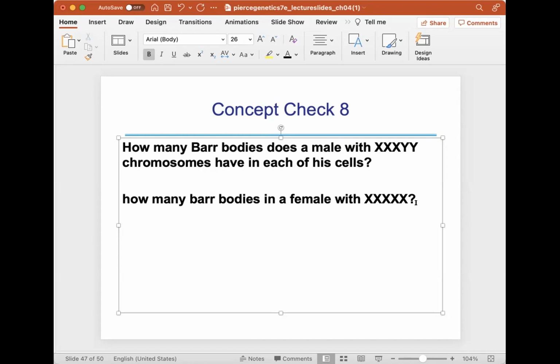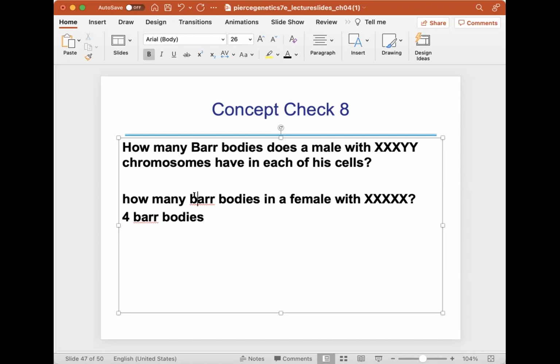I don't know. Not quite. There might be more than 3. Maybe. Yes. So there are 4 Barr bodies.